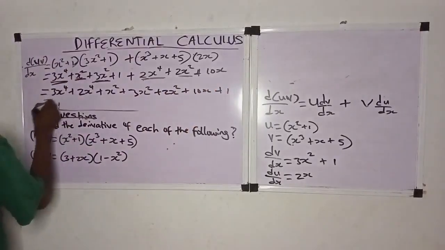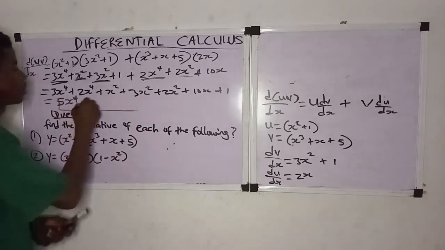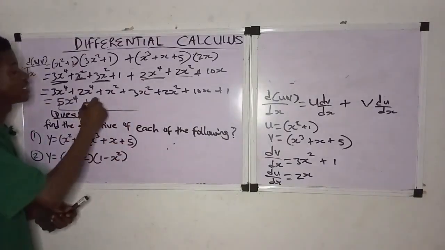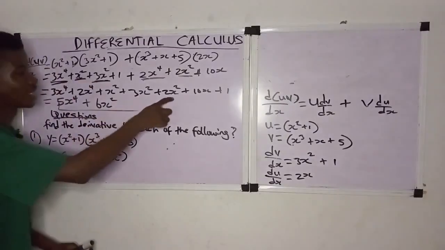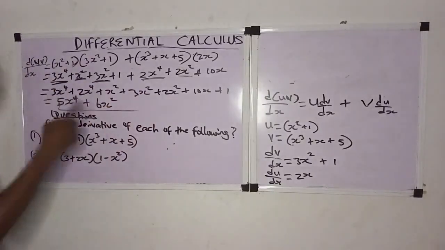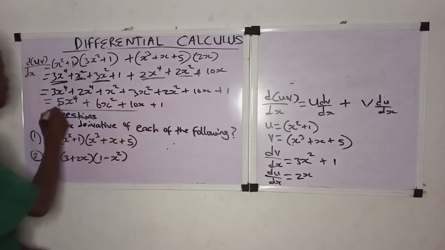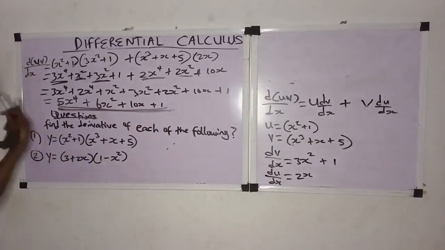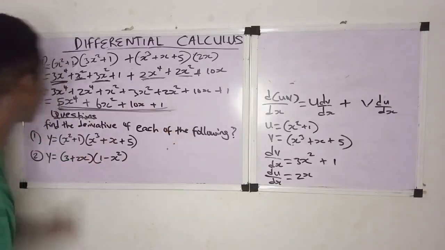So let's just add them. We have 5s raised to power 4, right? Then s squared plus 3s squared plus 2s squared gives us 6s squared, right? Remember, 3 plus 2 is 5, then plus 1 is 6. So 6s squared. Then plus 10s plus 1. So this is our answer. It's very easy. We cannot simplify it further.